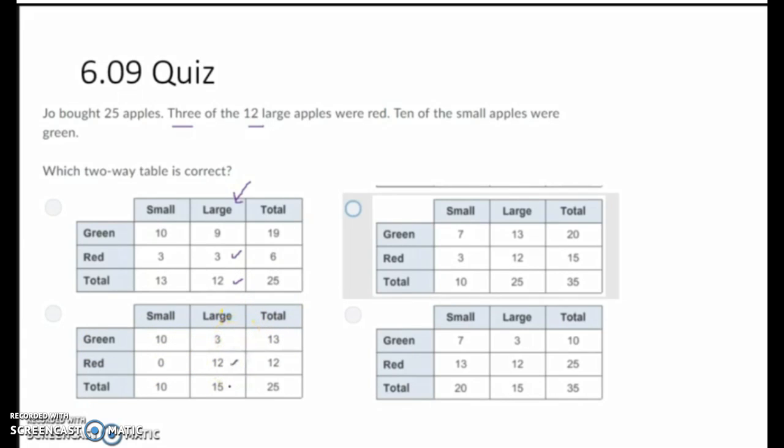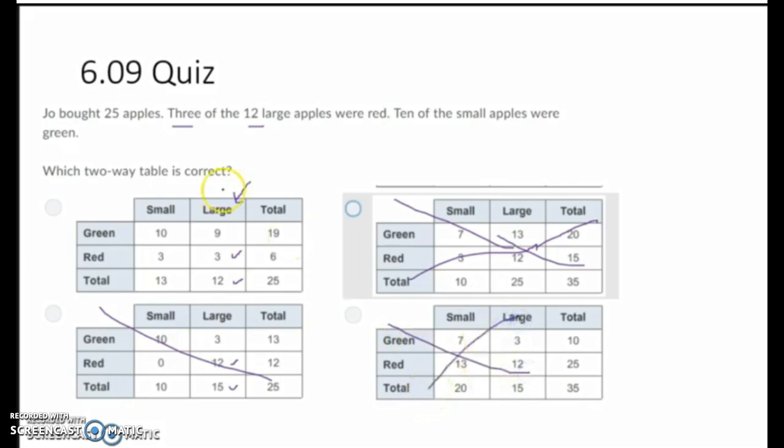The next one does not have correct info because it has 12 out of 15 total large ones being red. Same type of issue goes on with the next table. You have 12 out of 25 being red, so that is not correct either. And then in the final table, it's the same issue as the second table, where you have 12 out of 15 large apples being red, which is also not correct because it says 3 out of 12. So you get rid of that one.